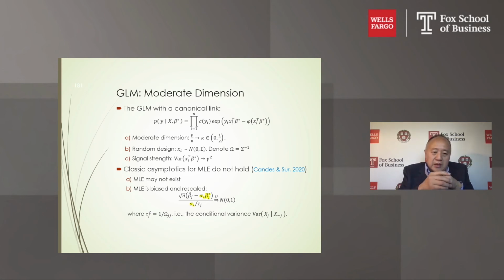They found that in the moderate dimensional case where P and N are of the same order, so that P over N is converging to some constant between 0 and 0.5, the asymptotic results for the MLE in this generalized linear model are no longer the classic ones. There's a rescaling effect. In other words, the center will be rescaled compared to the truth, and the standard deviation will also be rescaled. This creates quite some problems in classic inference. If you want to give a confidence interval, even an asymptotically correct one is not very easy to get because of this very tricky normalizing factor, alpha star and sigma star here.